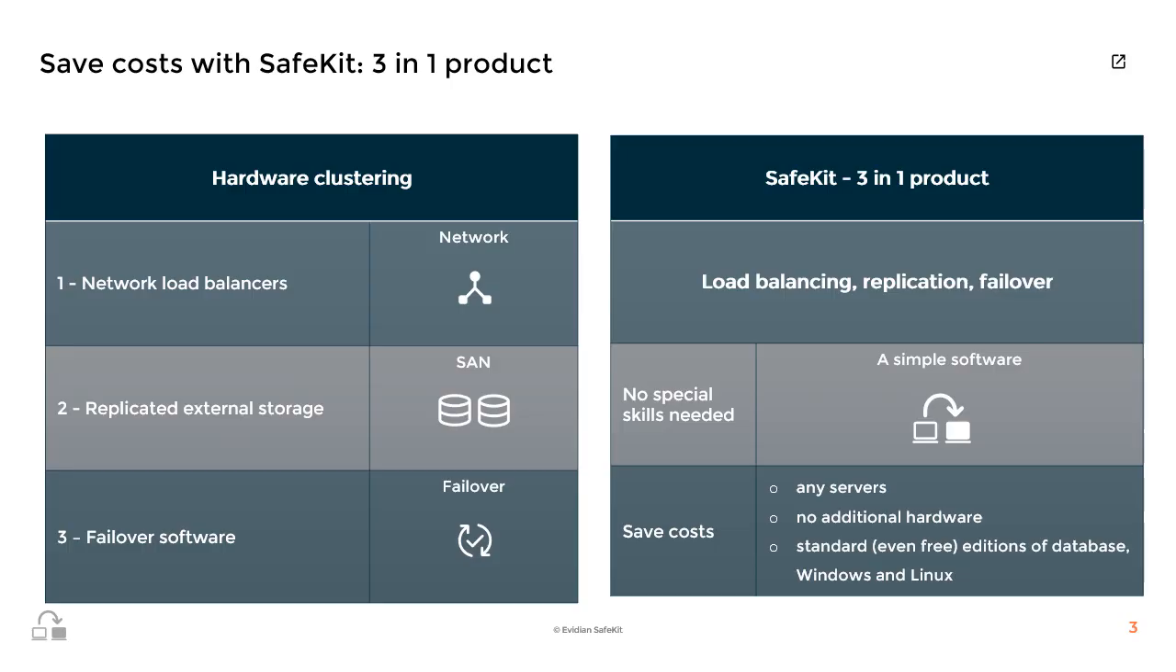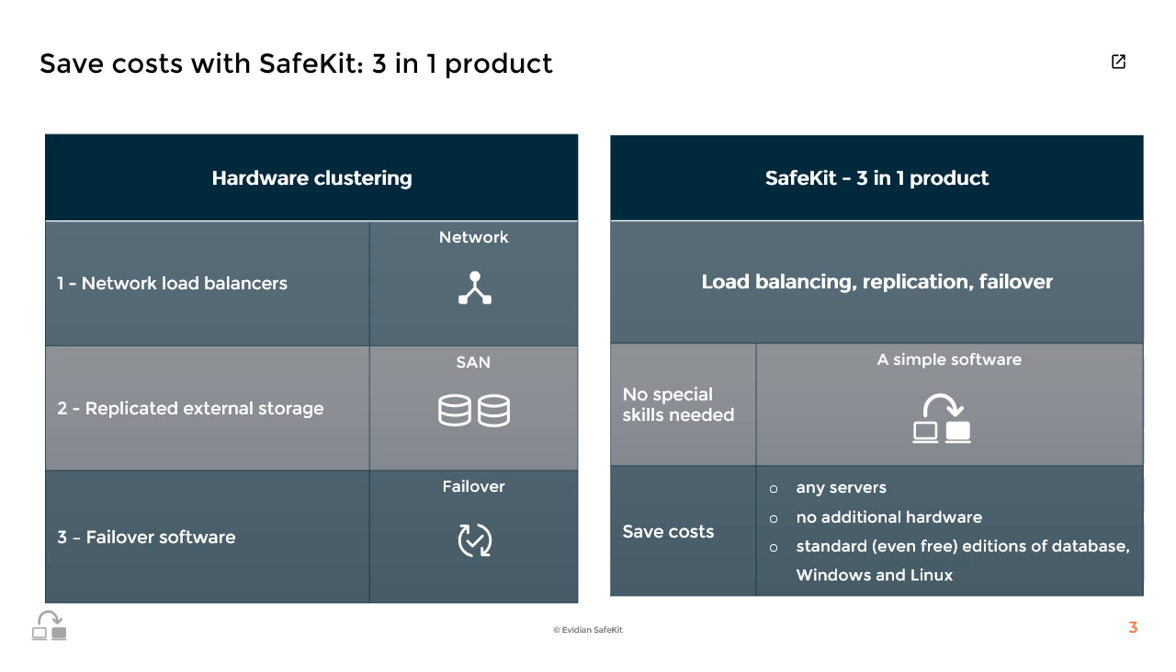Let's compare SafeKit with traditional hardware clustering solutions. Hardware clustering generally involves three types of solutions. First, hardware load balancers, such as the F5 BIG-IP, are placed in front of a server farm to distribute TCP sessions to available servers. Second, to protect data from failures, the data is placed in shared storage on a SAN, which can be replicated between two disk arrays. Third, software like Microsoft Failover Cluster monitors failover by reattaching the shared storage to a secondary server in case of a failure before restarting applications.